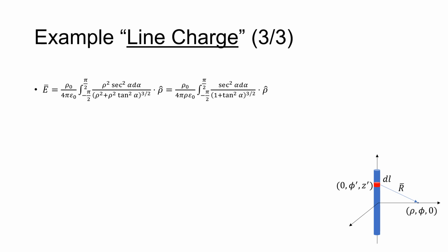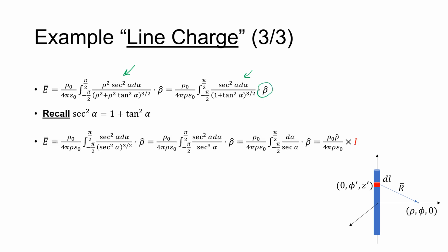Now we are just solving the integration. So we substitute here with either z or dz. This will simplify to secant squared over the quantity 1 plus tan squared alpha to the power 3 over 2. And of course, we are in the direction of rho. Then we know that secant squared is equal to 1 plus tan squared alpha. Substituting with this one, you will simplify later. Finally, you will find yourself having this integration, which is just some constant multiplied by the integral from minus pi over 2 to pi over 2 of d alpha over secant alpha. So we can say this integration is just some kind of I.